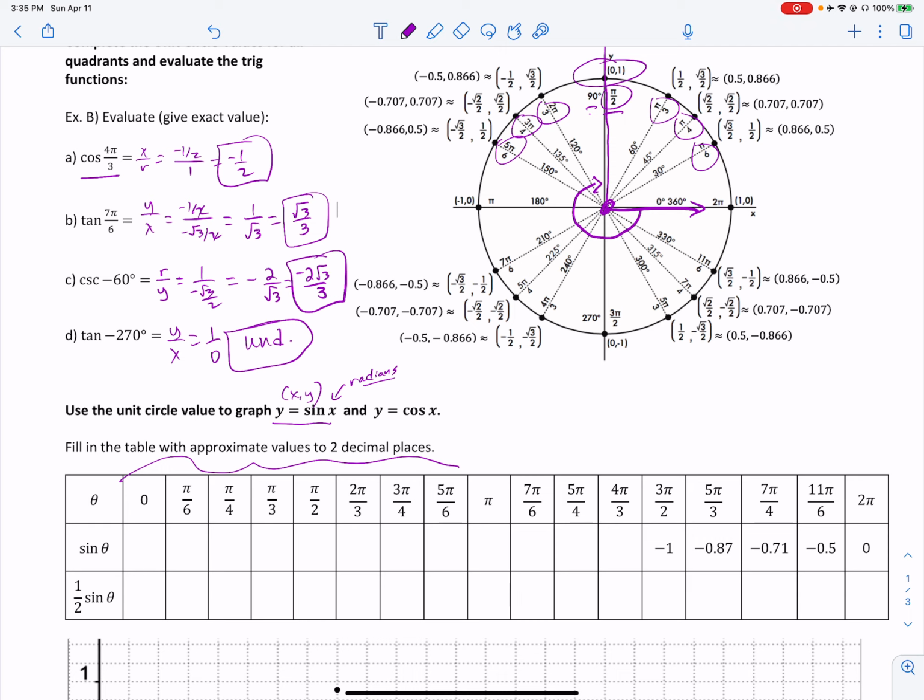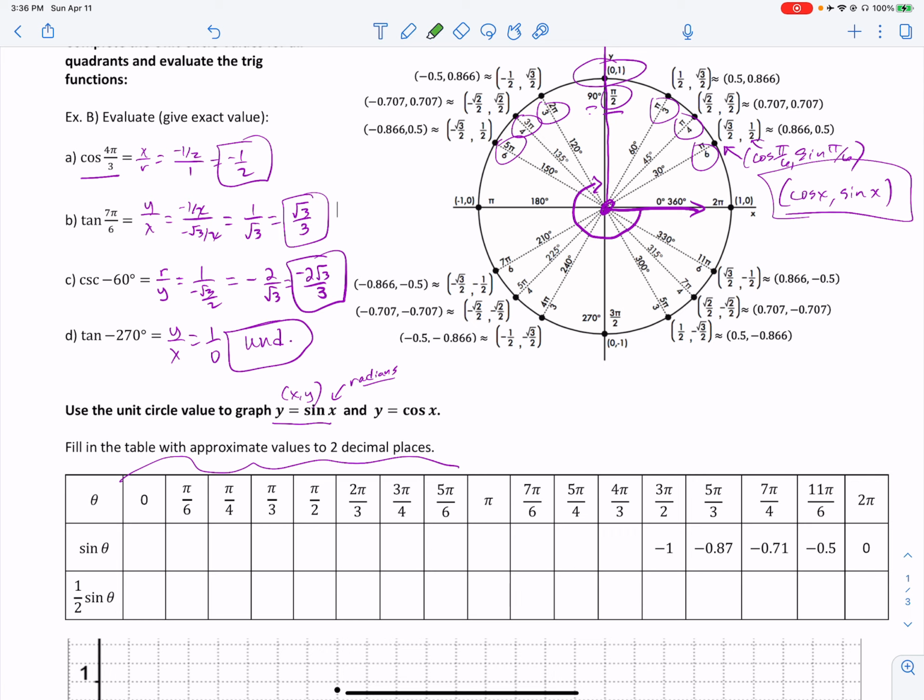As we go around on the unit circle, these ordered pairs are cosine x, sine x, if x is your angle. That means right here, root 3 over 2 is the cosine of pi 6, and 1/2 is the sine of pi 6. So if I just look at the y values at each of these points, I am going to get the sine of that angle.